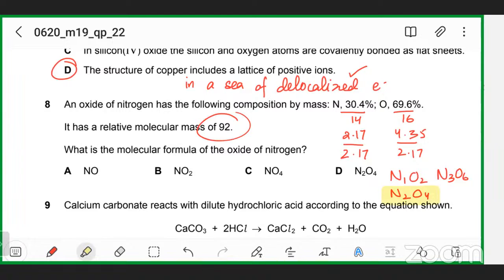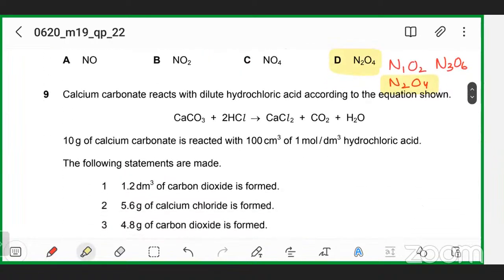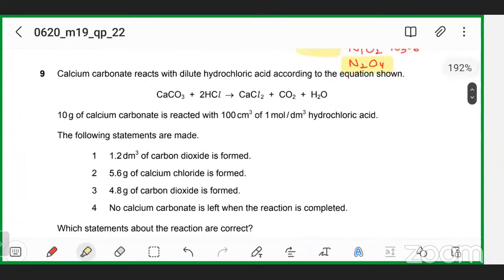Yeah, it's N2O4. Okay, so that's going to be your answer. That's the next one, the moles question. It says that calcium carbonate reacts with HCl and calcium chloride gets produced. So there's 10 grams of this, and it reacts with 100 cm cube of 1 mole per dm cube hydrochloric acid.